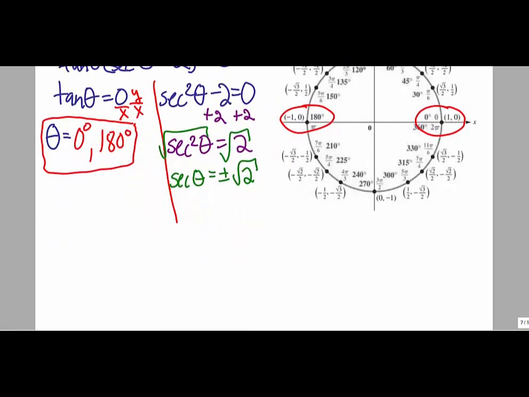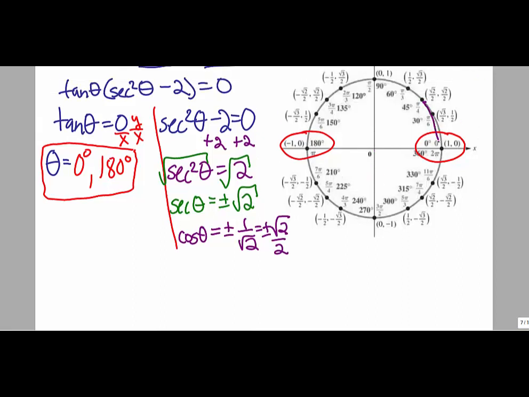Now, sometimes it's hard for us to remember what angle has that secant value of plus or minus the square root of 2. So we can always think about it in terms of the reciprocal function. So the same angle that has a secant value of plus or minus square root of 2 has a cosine value that is the reciprocal of that. So that same angle also has a cosine value plus or minus 1 over the square root of 2, which if we rationalize that, it looks really familiar, square root of 2 over 2. And we can see very quickly that that's our 45 degree reference angle family.